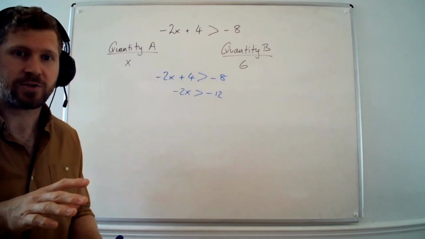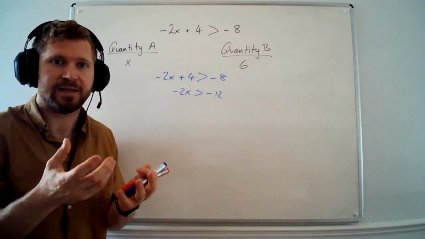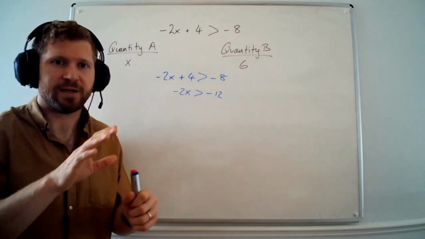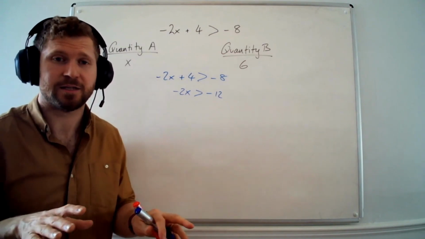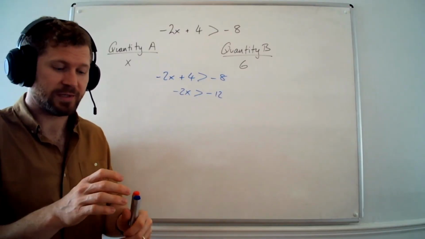The big thing to look out for when we're dealing with an inequality is multiplying or dividing by a negative number. If you're multiplying or dividing by a positive number, it's exactly the same as if it was an equation. But if you're multiplying or dividing by a negative number, we've got to be really careful.